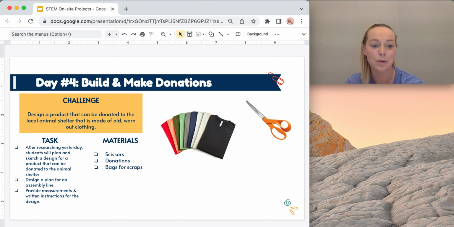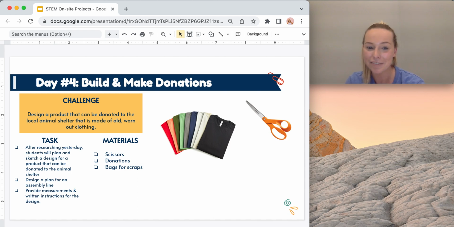And then the next one is they're going to design a plan for the assembly line and then provide written. I think I switched those two. So this task should go on the last slide and vice versa.